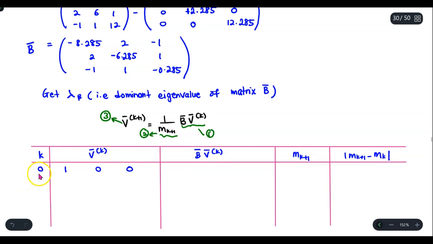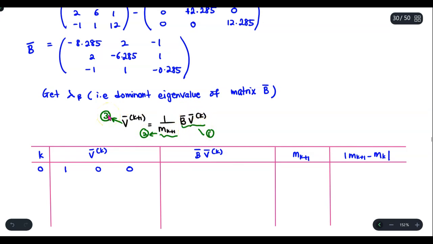So at the first row, okay, when k equal to 0, we can put the initial eigenvector given by the problem, which is 1, 0, 0. Okay, so next, your computation starts with this one here, B Vk, and then after that you determine your Mk plus 1, and after that you can get your Vk plus 1. That's the flow of the power method. So 1, 2, and 3 here.